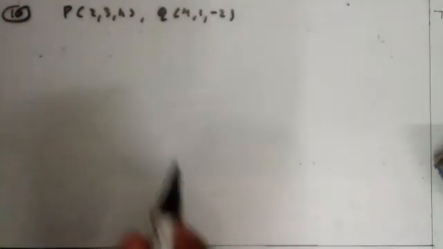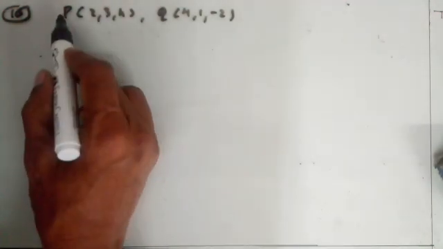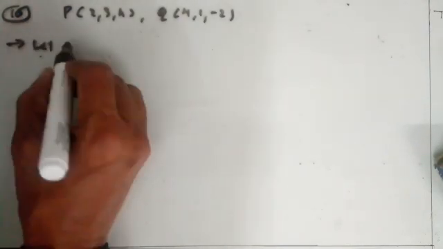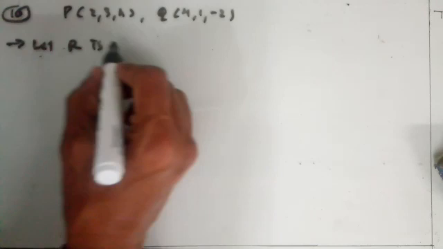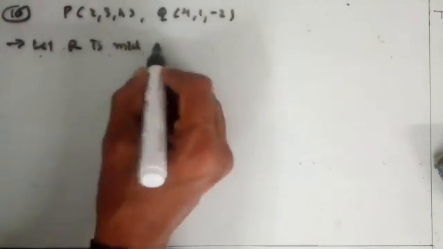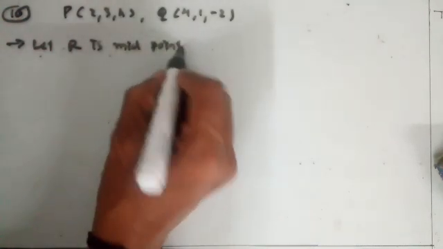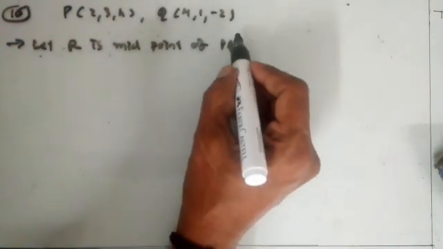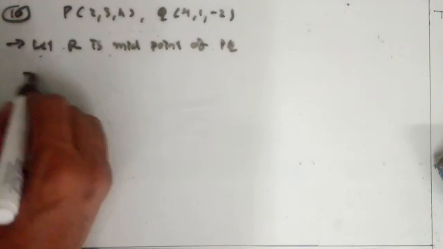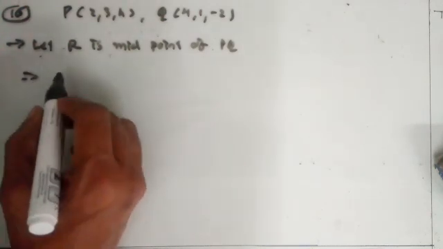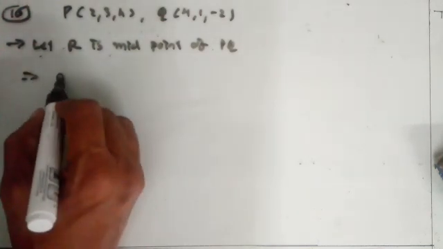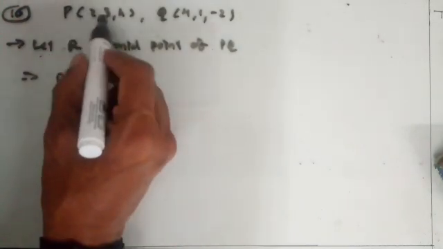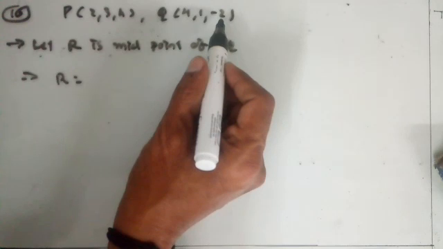Here, suppose R is the midpoint of PQ. Let R be the midpoint of PQ. Therefore, R is equal to the position vector of P plus the position vector of Q, upon 2.